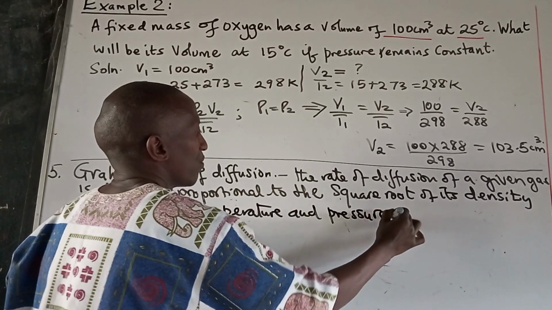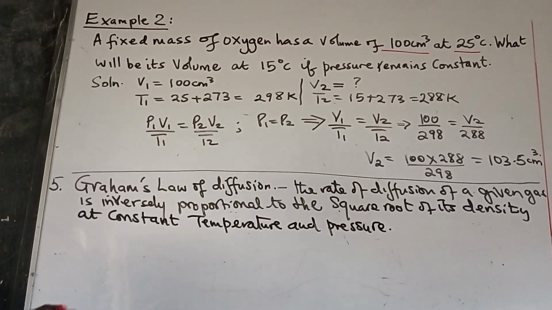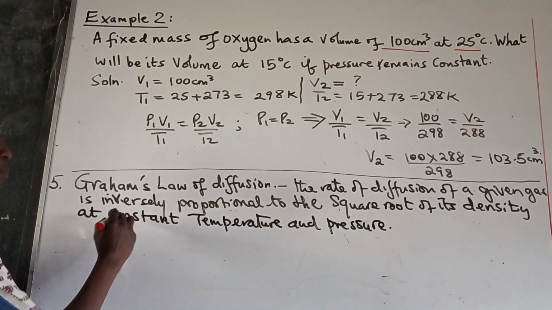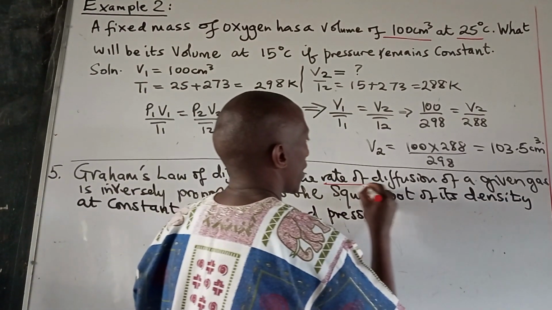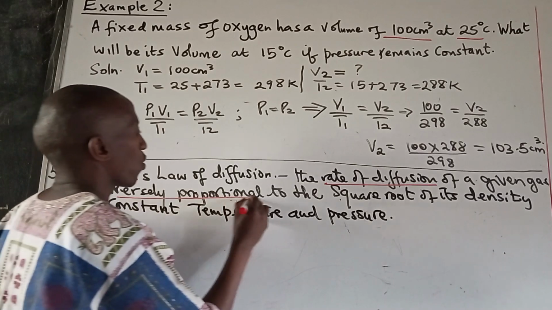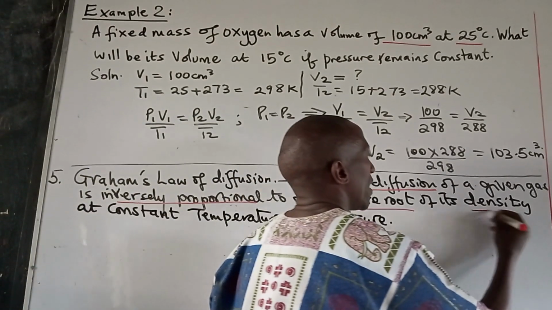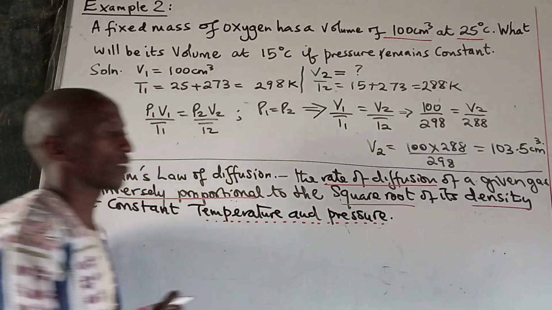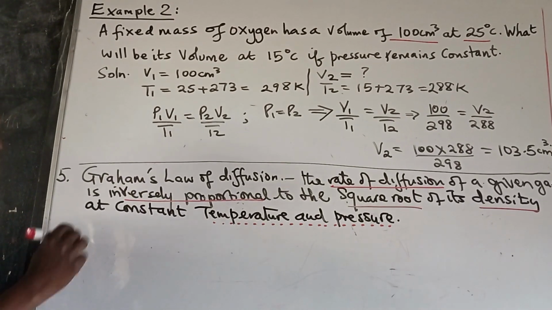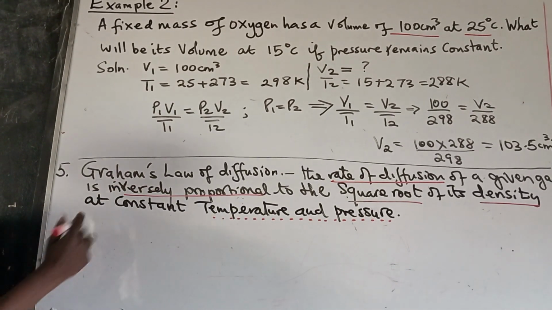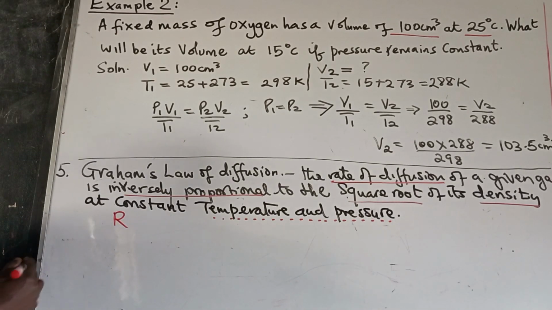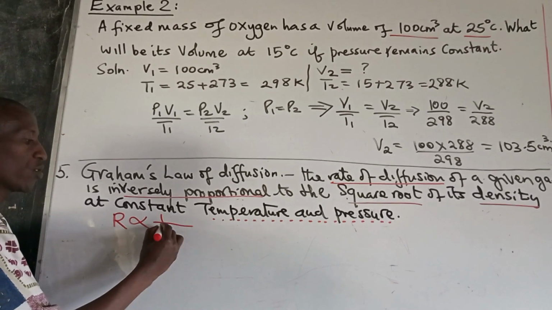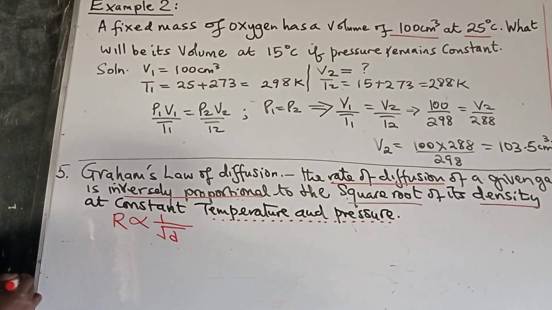So that is very important that we note the key items here. The key items being the rate of diffusion being inversely proportional to the square root of its density. And of course, keeping the temperature and the pressure constant. So the most important item for us to be able to remember is the way we rate. Let us make R the symbol for rate. You find that it is inversely proportional to the square root of its density, the density of the gas.